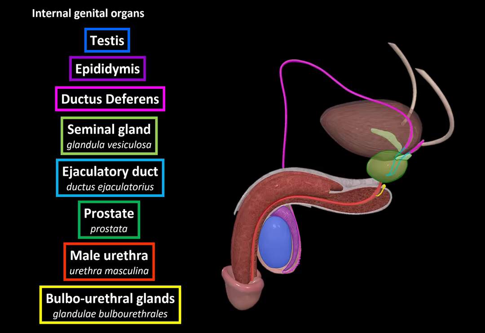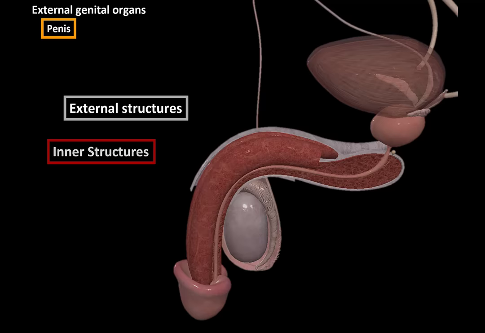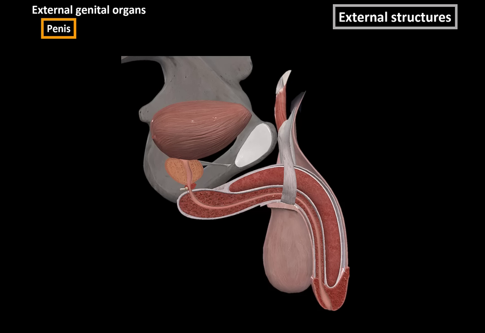Let's now go through the external genital organs, which consist of the penis and the scrotum, and we will start with the penis. Similar to most things, it has external structures and internal structures. So let's go ahead and start with the external structures we'll see looking at the penis. So here's a lateral view of the penis, but to really be able to cover all external structures, we need to look at it from an inferior surface as well. So let's go ahead and do that.